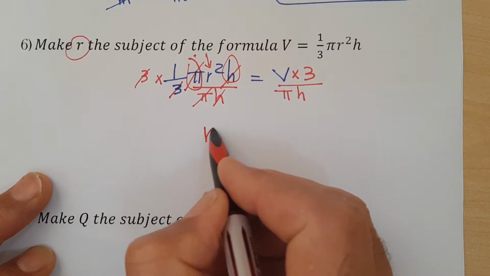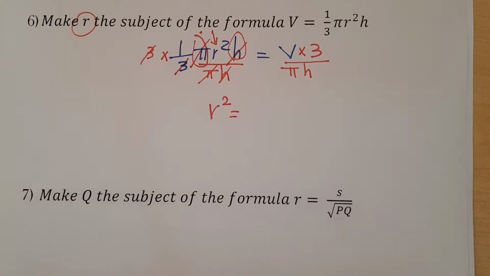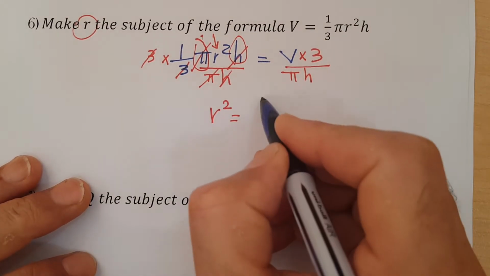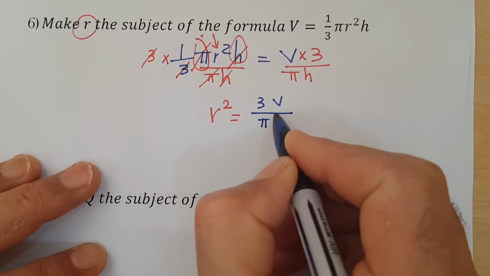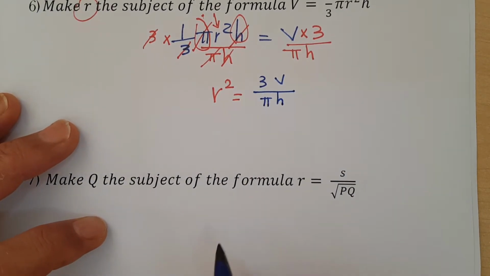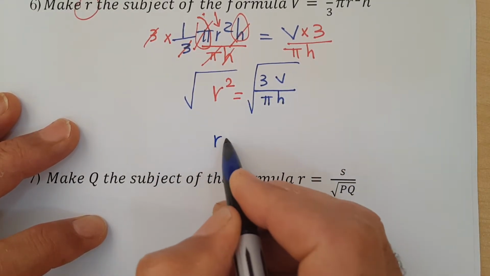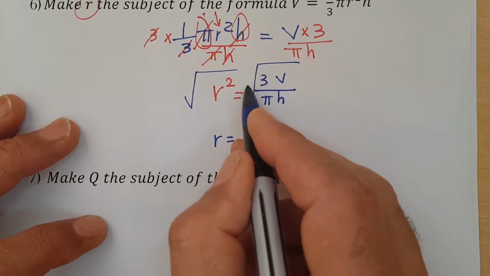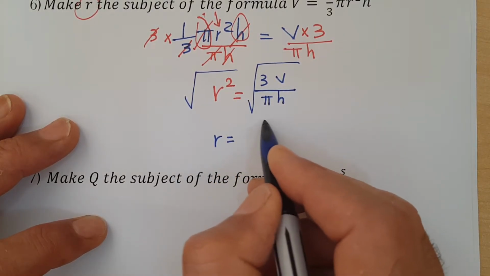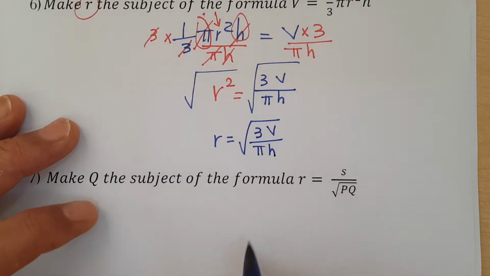You have now r squared is the subject. So r squared now is equal to 3v over pi h. Okay? After taking the square root of each side, of course, r is the radius of the base of the cone. Only one square root. You don't write positive or negative, only this root. r equals the square root of 3v over pi h. Thank you, that's it.